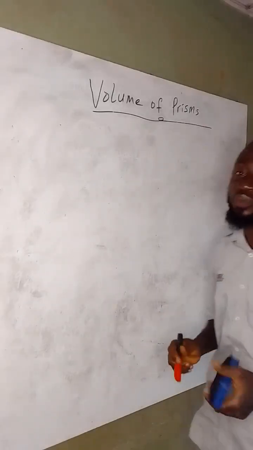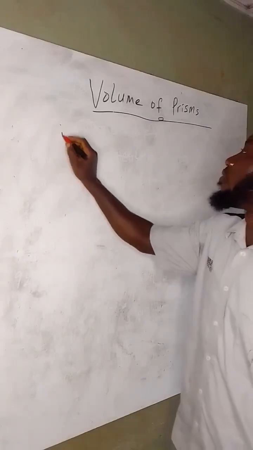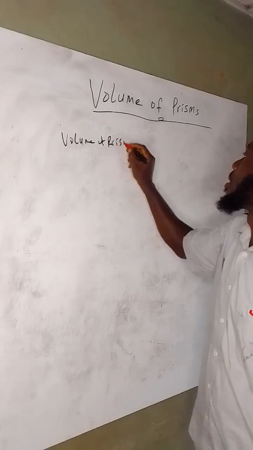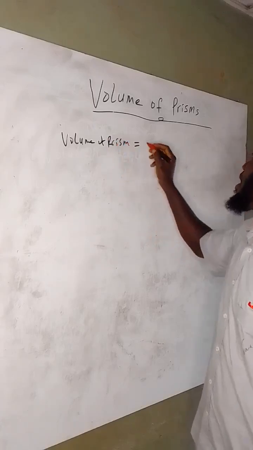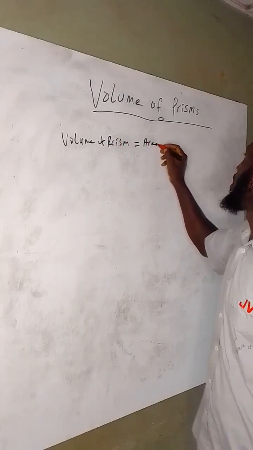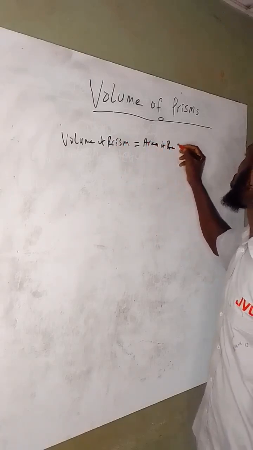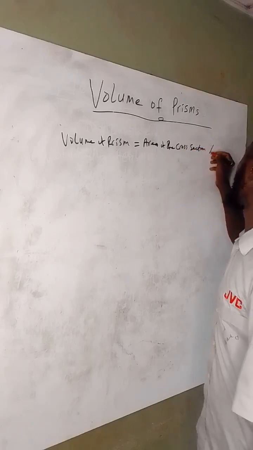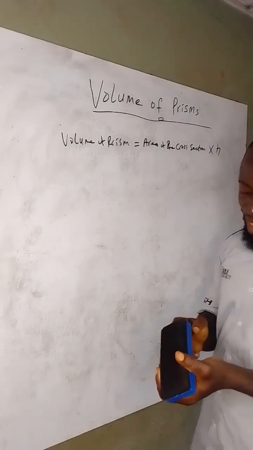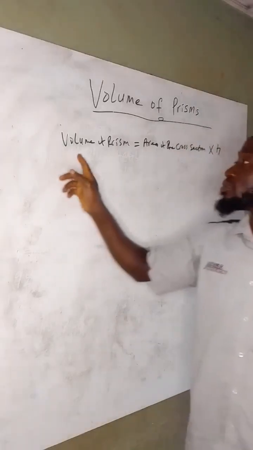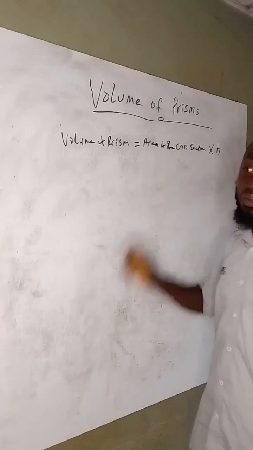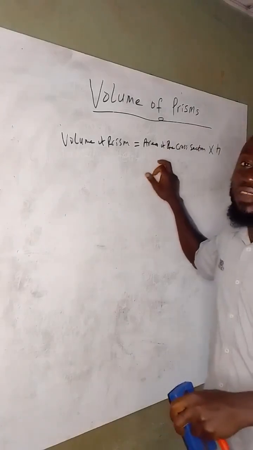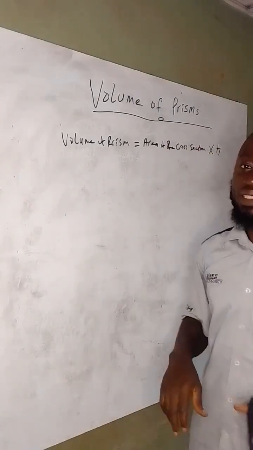Volume of a prism. The volume of a prism can be determined by the area of the cross section multiplied by the height. That is the first thing to determine the volume: the area of the cross section. Once you are able to identify the cross section, you have to find the area of that cross section and multiply by the height.